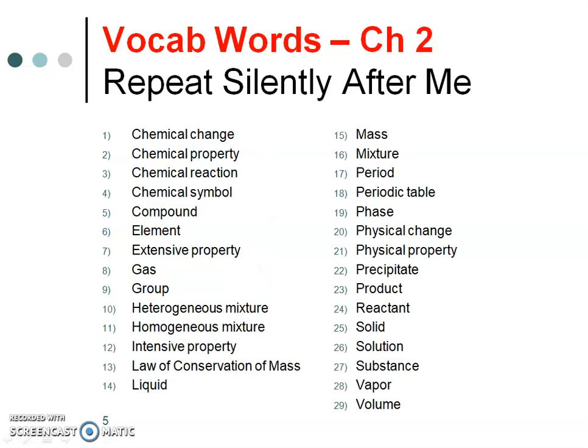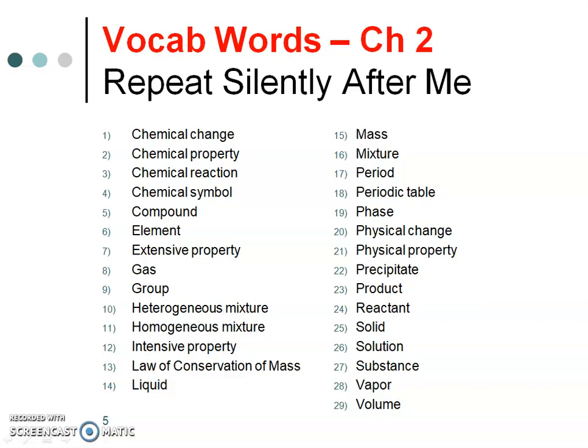However, we're also going to be doing chapter 2. So yes, it seems like a lot of vocabulary, but a lot of this stuff is relatively easy or you've seen it before. So again, repeat silently after me, or at least repeat it in your head, or you can say it out loud if you're at home.